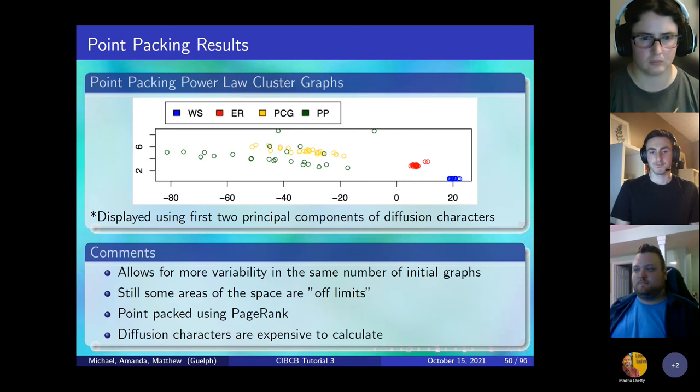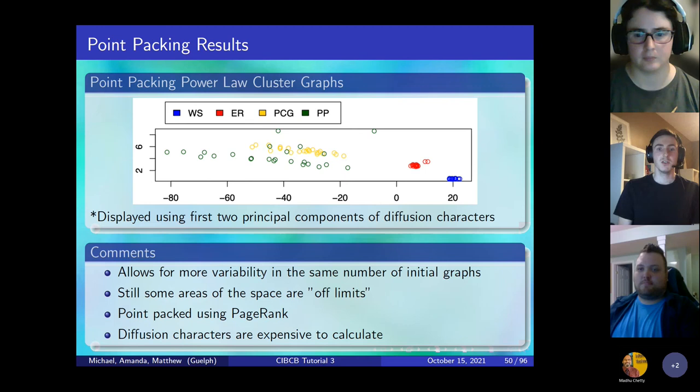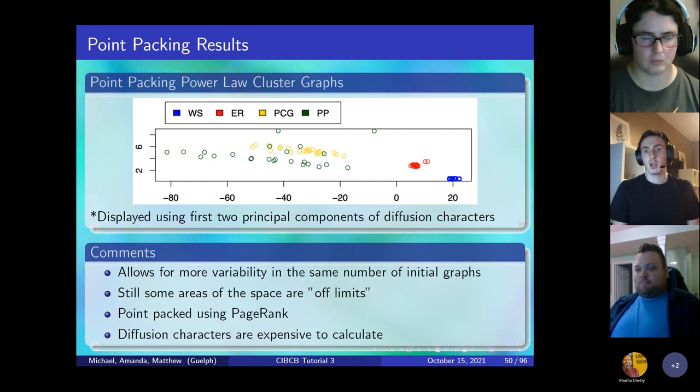What point packing here does is it allows for more variability in the same number of initial graphs. So if we were to initialize these evolutionary algorithms with our power law cluster graphs, it's difficult to select the same number of graphs and achieve the variability that we get with the point-packed power law cluster graphs. Still, some of the areas of the space are off limits. This is due to power law cluster graphs being our input graph. And we'll talk a little bit about this later. You can see the area that's occupied by Erdős-Renyi and Watts-Strogatz. The reason that these axes are so shifted is actually because the ring graphs are somewhere way off to the right and at the top, and they had trouble evolving, and so they were kind of dropped from our experiments.